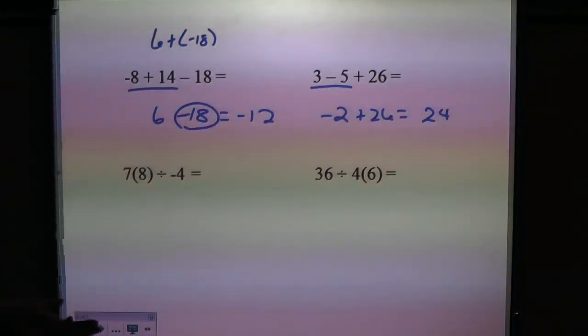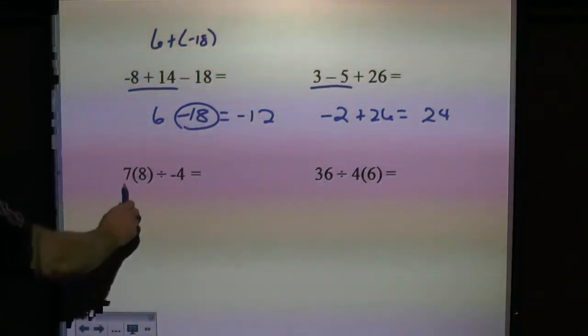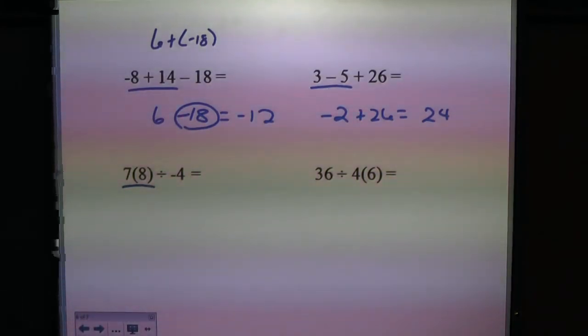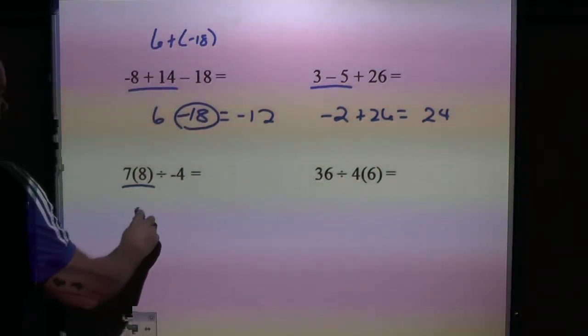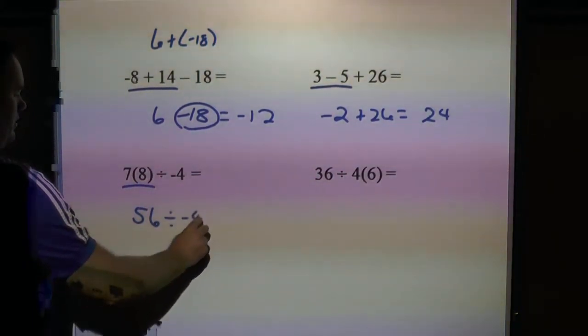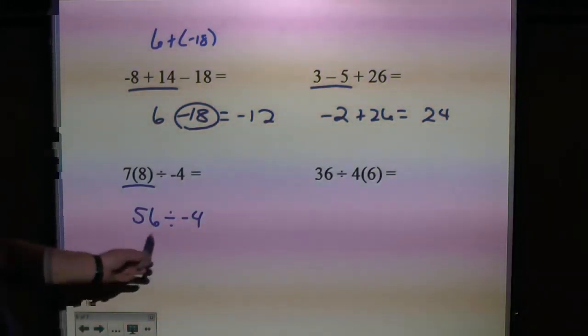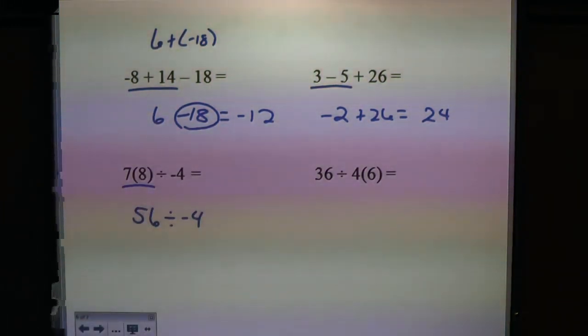Multiplication and division are on the same level. So the nice thing is, you work this from left to right, you're going to do the multiplication first. So, 7 times 8, 56. Divided by negative 4. So, this time, different signs for division, you end up with a negative number. So your answer will be negative.